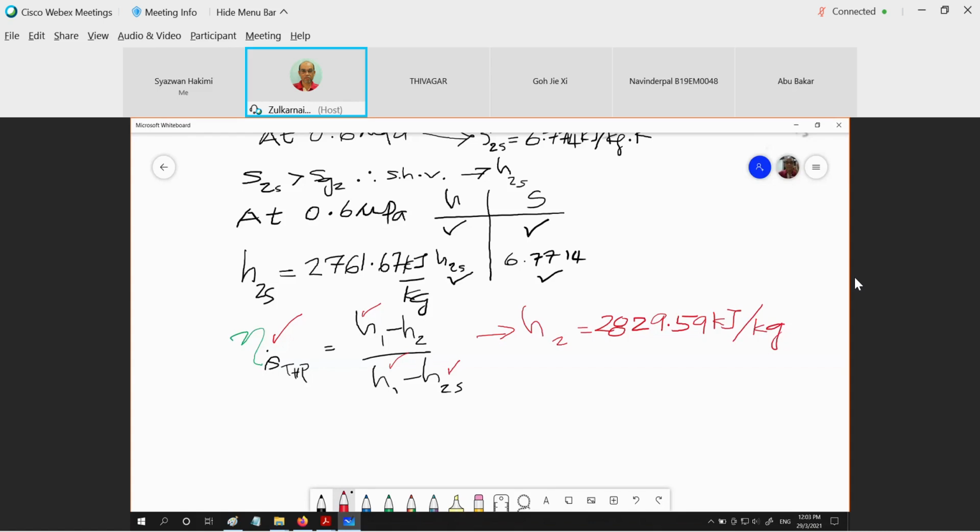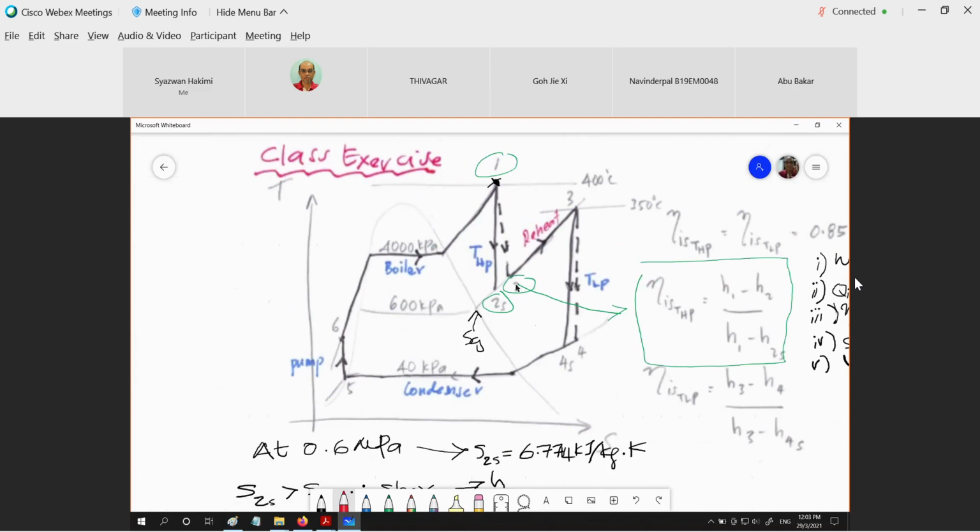So what's next? We have settled the H2. Now we have to get our H. Do we need to prove what is the state of 2? Okay guys, come on. Do we need to prove the state of 2?